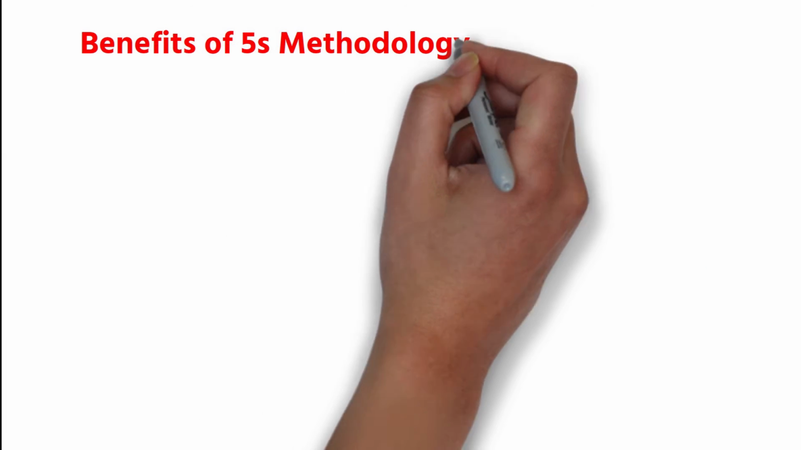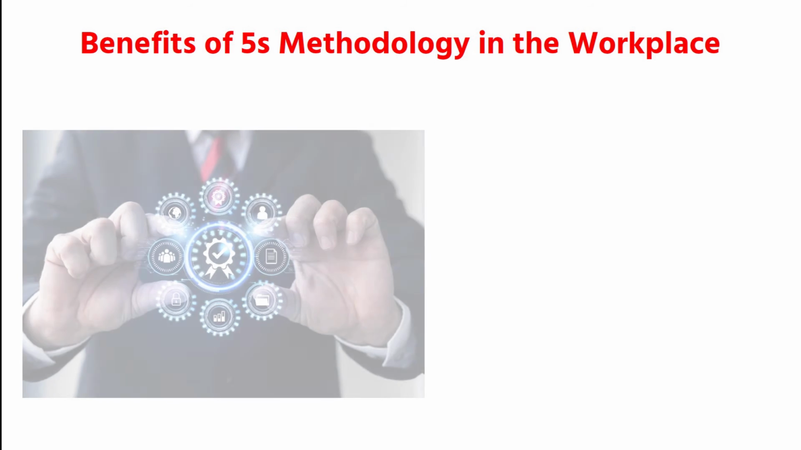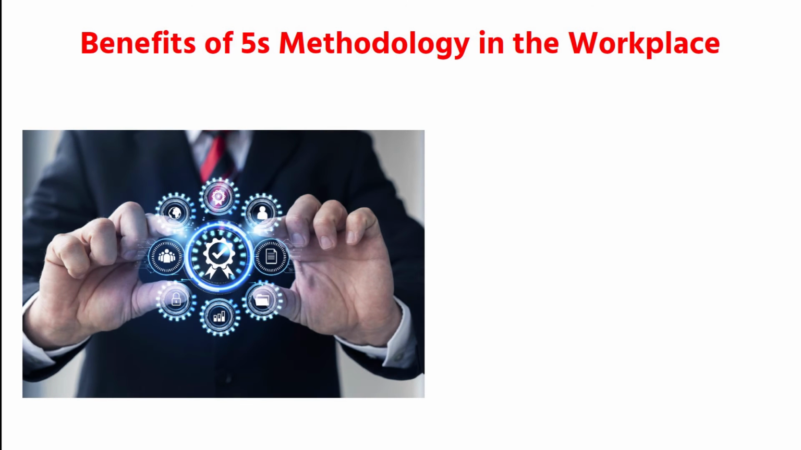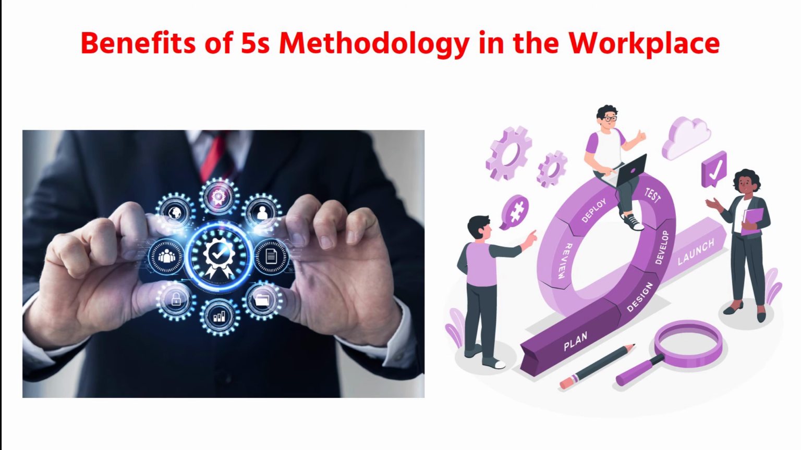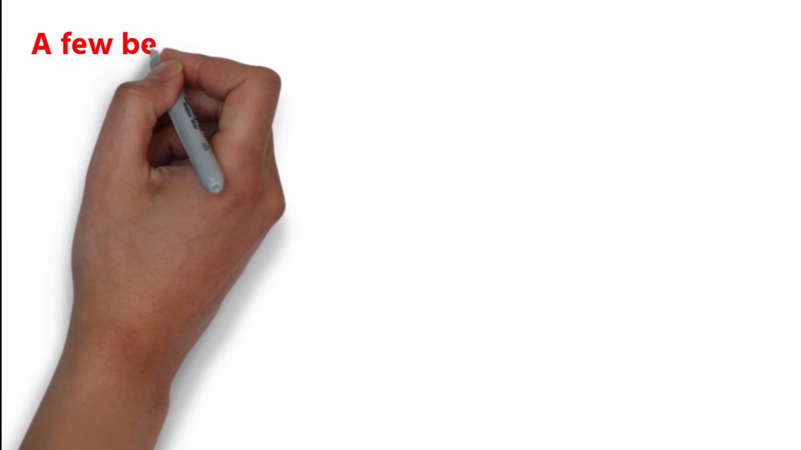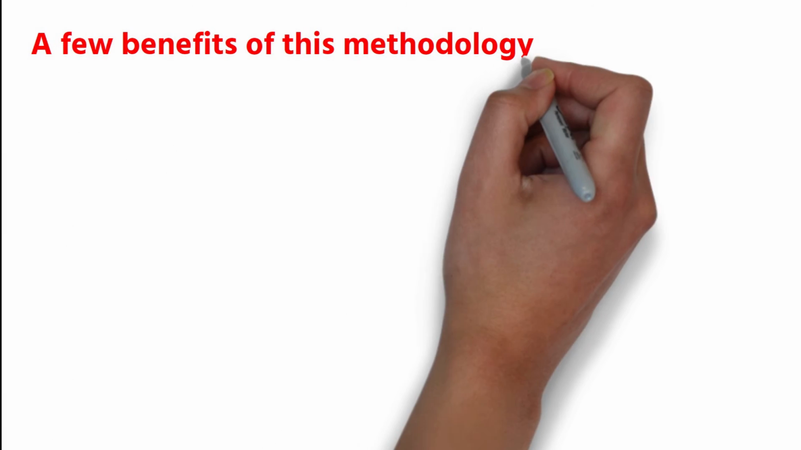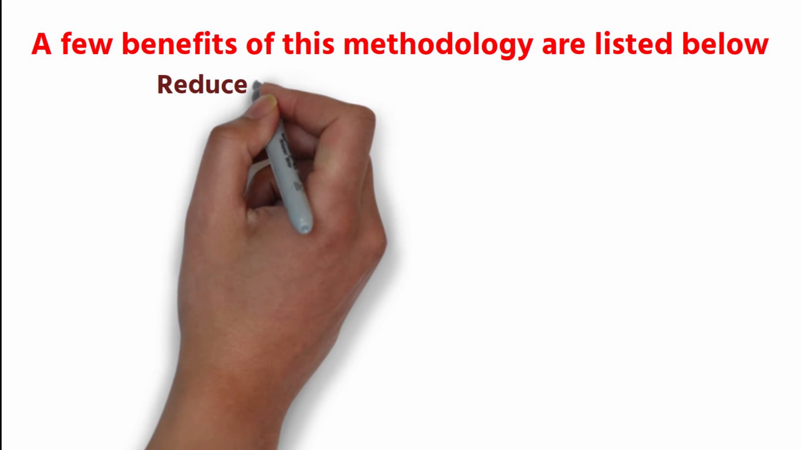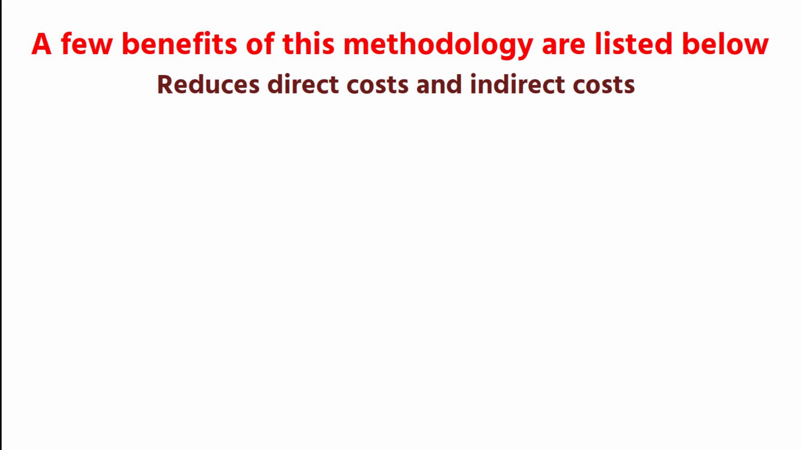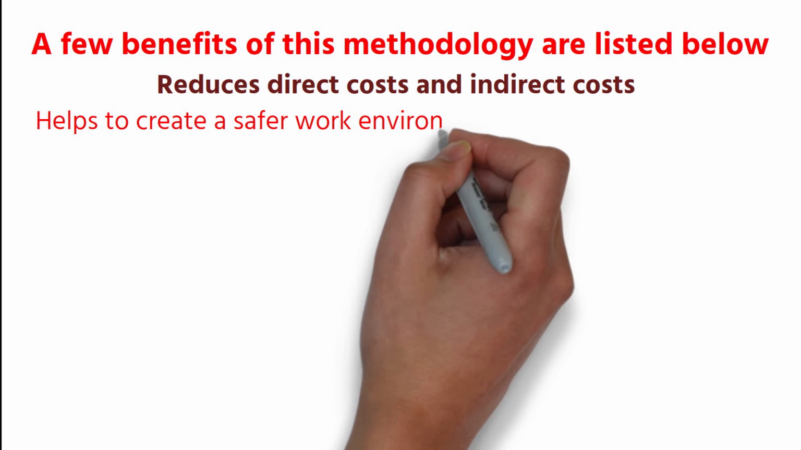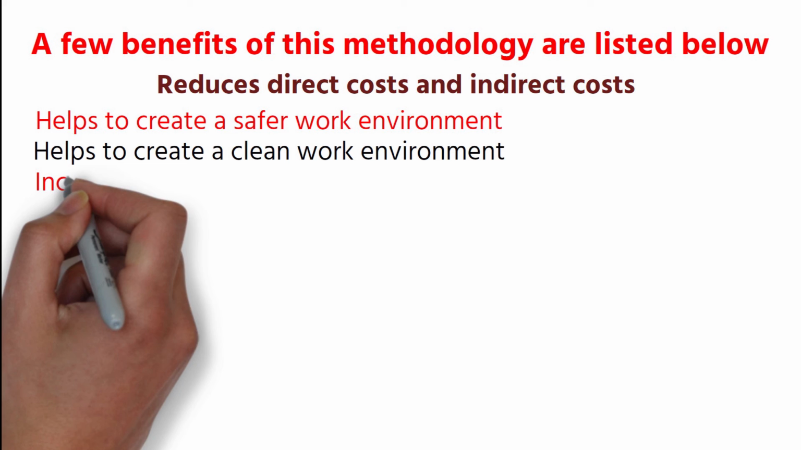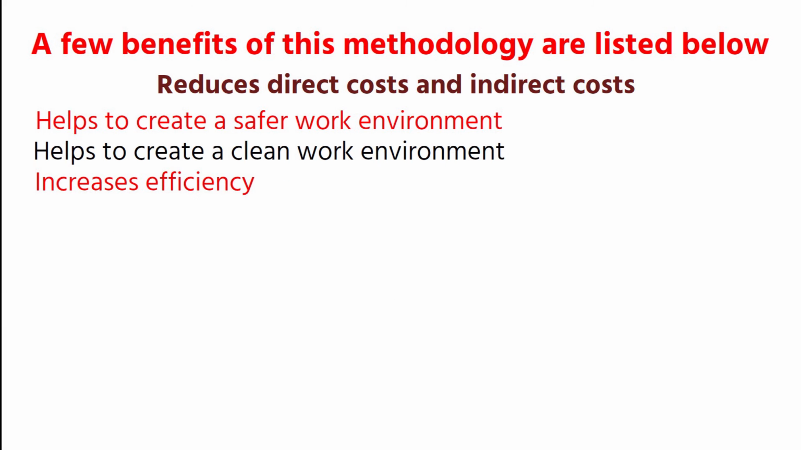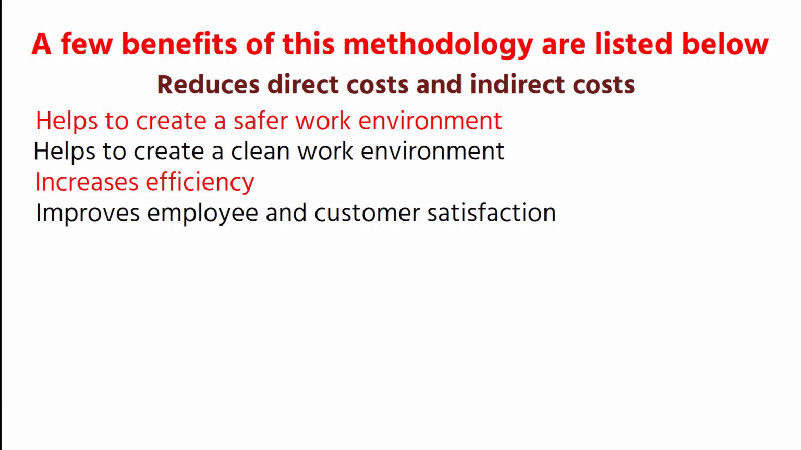Benefits of 5S methodology in the workplace. 5S methodology provides continuous improvement to the processes. Regularly revisiting the 5S method maintains the improvements over the long term. There are lots of benefits of 5S. A few benefits of this methodology are listed below. Reduces direct costs and indirect costs. Helps to create a safer work environment. Helps to create a clean work environment. Increases efficiency. Improves employee and customer satisfaction.